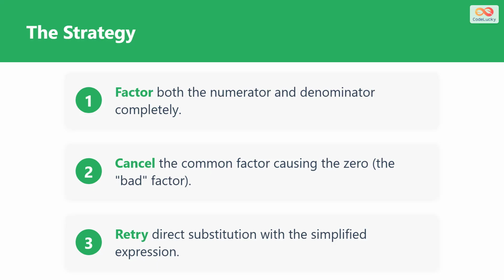So how do we find the answer? Here is the strategy. Step 1, factor both the top and bottom completely. Step 2, cancel out the common factor that is causing the 0. Step 3, retry direct substitution with your new, simplified expression.